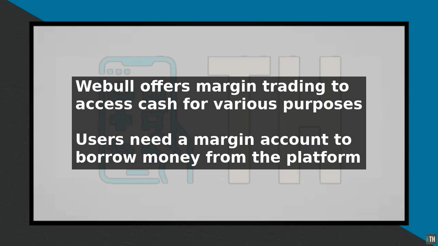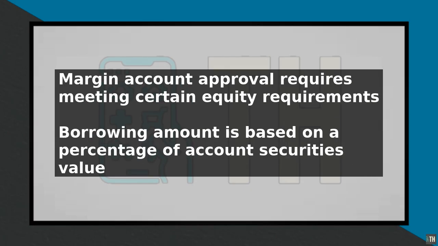First, you need to open a Webull account and apply for a margin account. This involves filling out an application and meeting certain requirements, such as having a minimum amount of equity in your account. Once your margin account is approved, you can borrow money from Webull by going to the margin trading section of the platform.